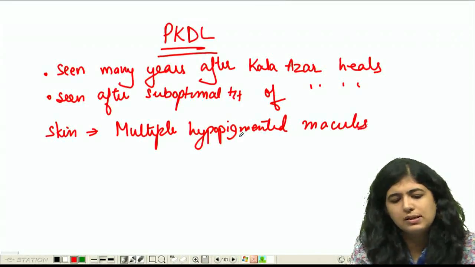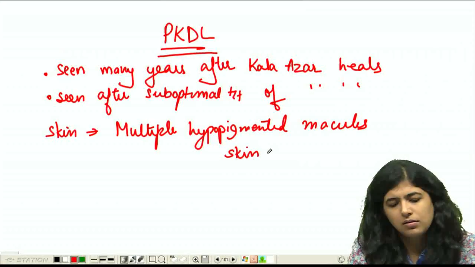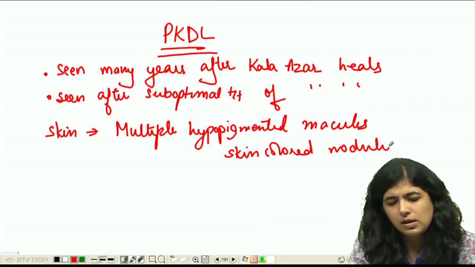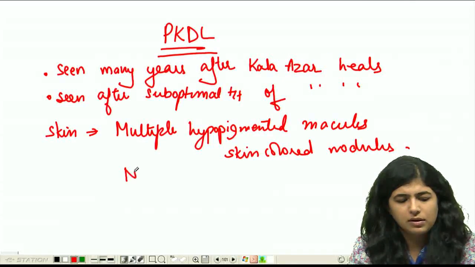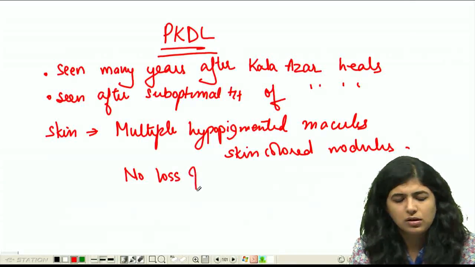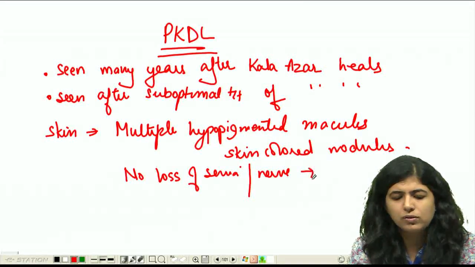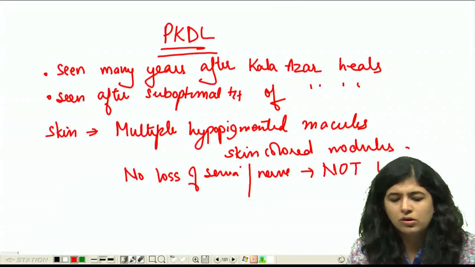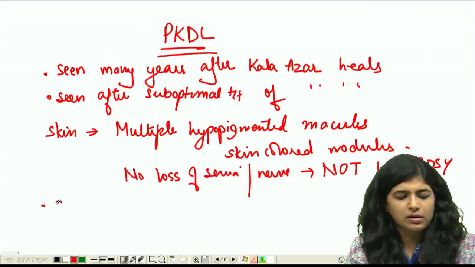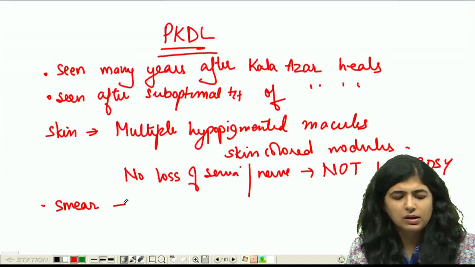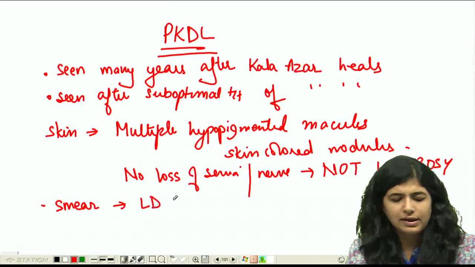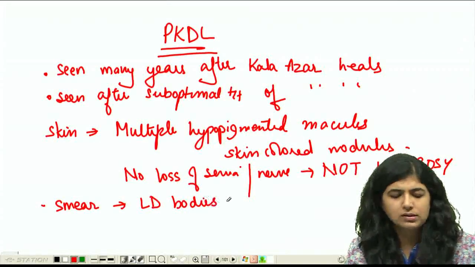Hyperpigmented macules are seen, then skin colored nodules are seen, then there is no loss of sensation or nerve thickening. This is to tell you that this is not leprosy. When you make a smear from the lesion, you see LD bodies.